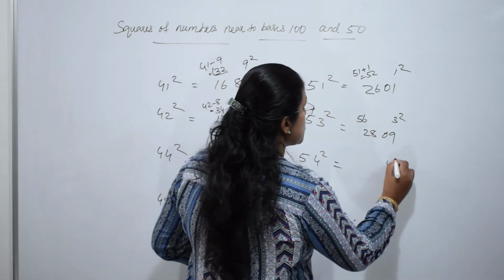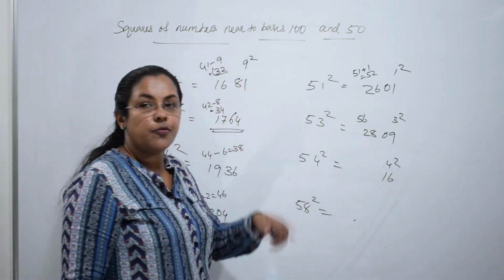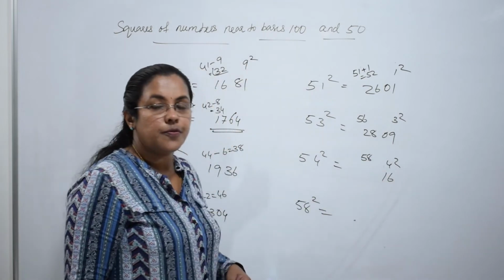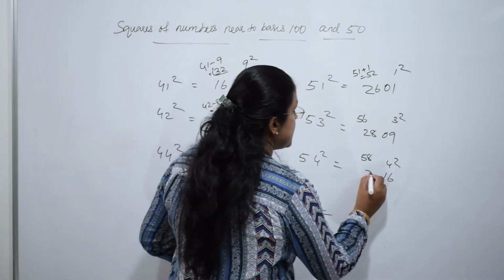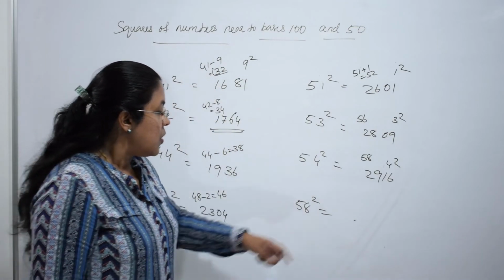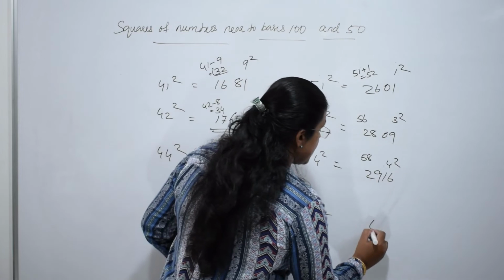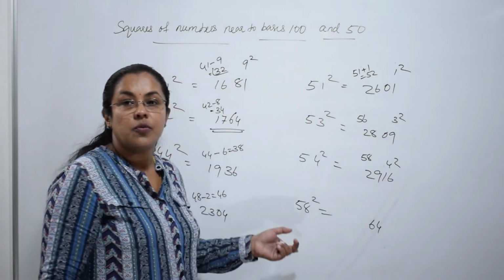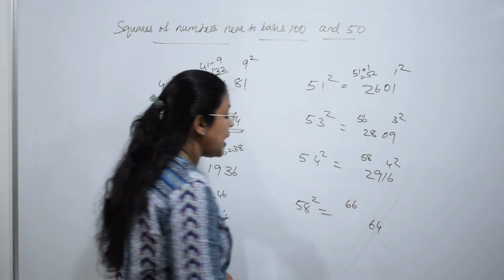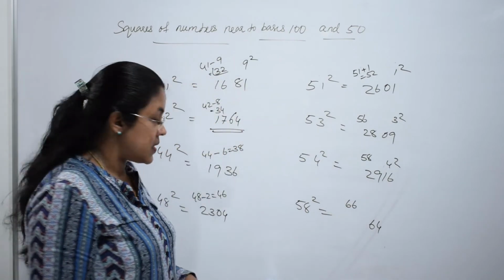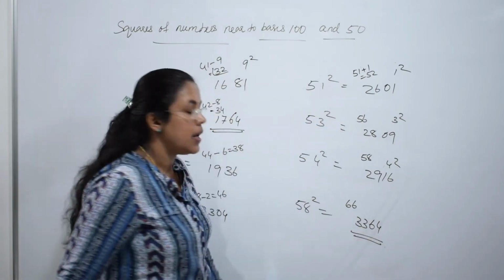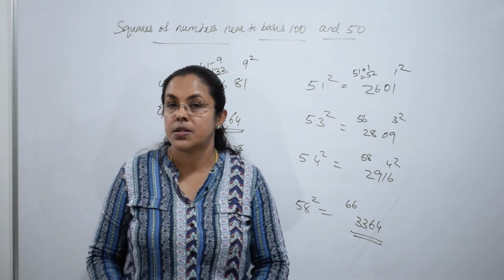54 square. 4 square is 16. 54 plus 4, that is 58. Half of 58 is 29. So the final answer is 2916. 58 square. 8 8s are 64. 58 plus 8, 66. 66 upon 2 is 33. So the final answer is 3364.